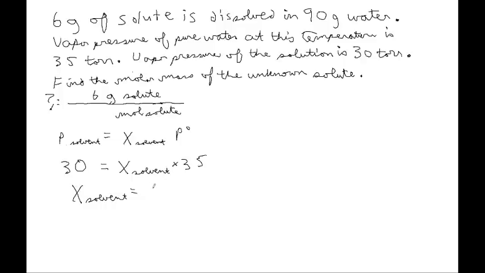So if you subtract this number from 1, that'll give you 0.14. And that's X solute. So then we'll take this number, 0.14, and that is equal to moles of solute over moles of solute plus moles of solvent.